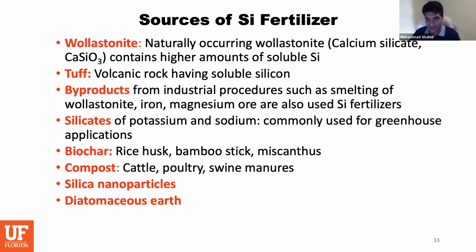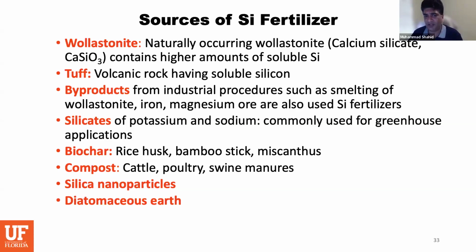The sources of fertilizer: as I mentioned, a lot of silicon fertilizers have been in the market since 2012. Their main sources: some use wollastonite, which is a naturally occurring calcium silicate; tuff, which is also a volcanic rock; and byproducts from industrial processes such as smelting of iron and magnesium. I know that somewhere in Connecticut there is a glass industry producing that kind of byproduct, with a lot of silicates of potassium and sodium.